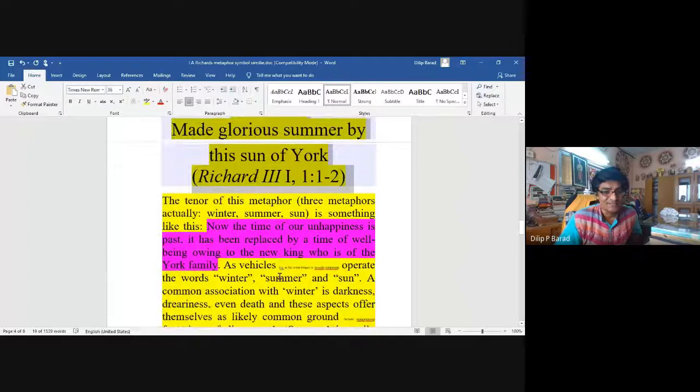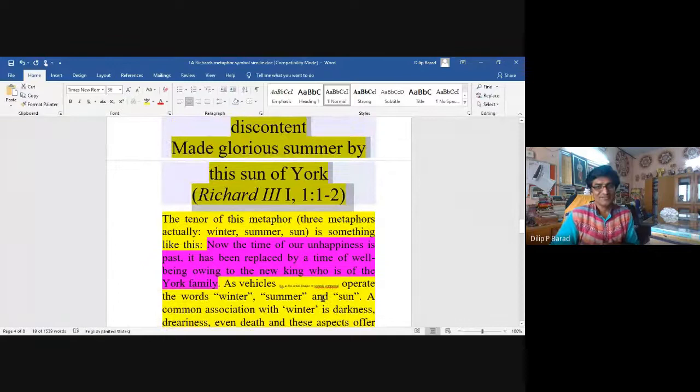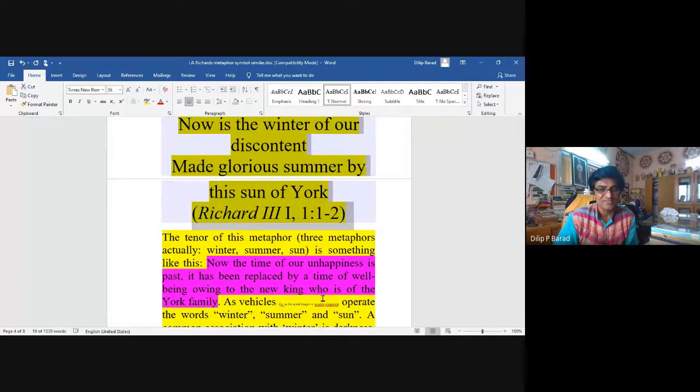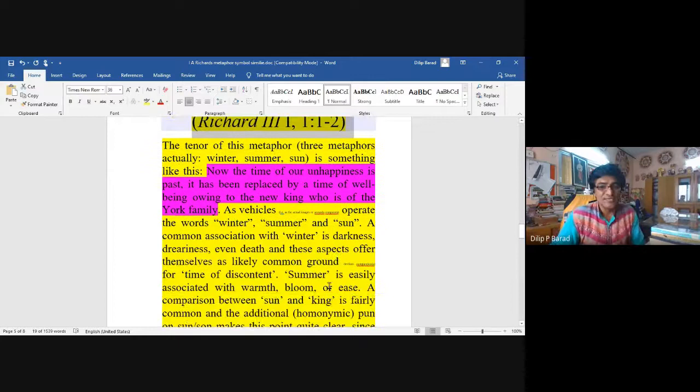We can see this. Now, the time of our unhappiness, that is the winter of our discontent, is past. It has been replaced by a time of well-being owing to the new king who is of the York family. So now it is summer, glorious summer. Winter is converted into glorious summer by the son of York. And so we can say that the king coming from the York family has converted our unhappiness into happiness. That is what it tries to say. As vehicles operate the words winter, summer, sun.